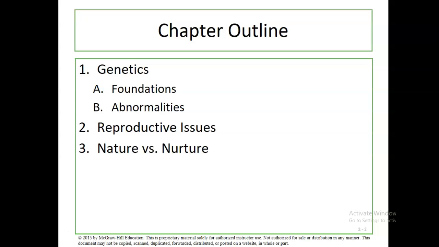So when we discuss genetics, we'll be talking about the foundations of genetics, or the basics of genetics. We'll be talking about genetic abnormalities, including chromosomal abnormalities. We'll also be discussing reproductive issues, as well as prenatal diagnostics, and then we'll also be discussing the issue of nature versus nurture.